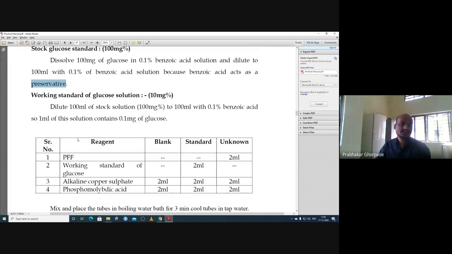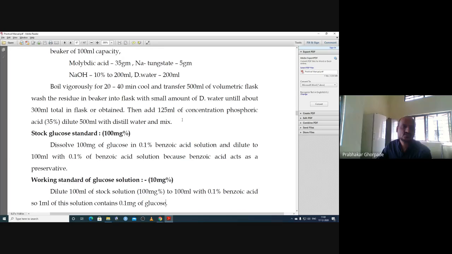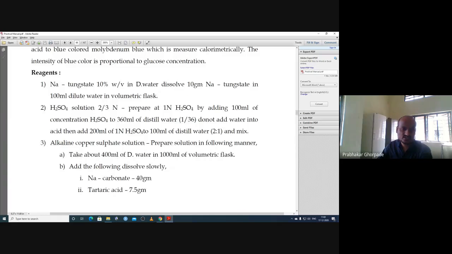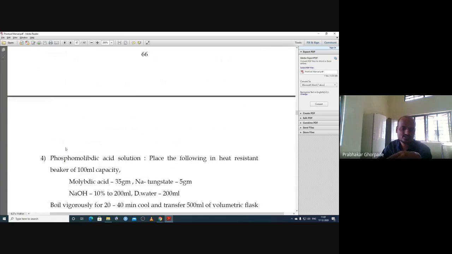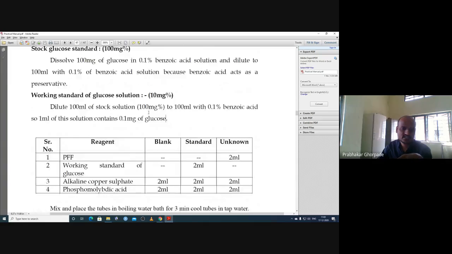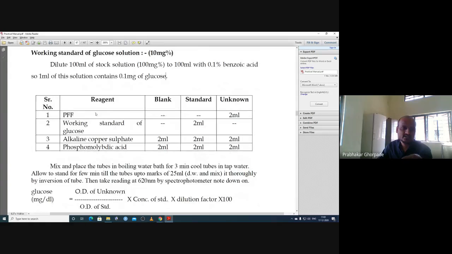Next, the working standard of the glucose solution. For the working standard, you have to prepare 10 milligram percent. So dilute 10 ml of the stock glucose, that is 100 milligram percent, to 100 ml with 0.1% benzoic acid, so that 1 ml of this solution contains 0.1 milligram glucose. Now we have prepared these solutions: sodium tungstate, H2SO4, alkaline copper sulfate solution, then phosphomolybdic acid solution. Let's see where we are using them.